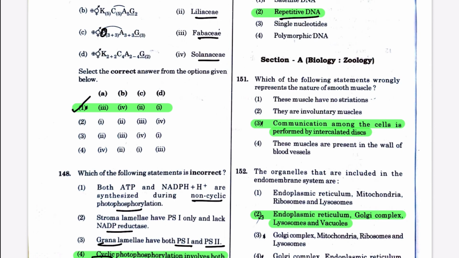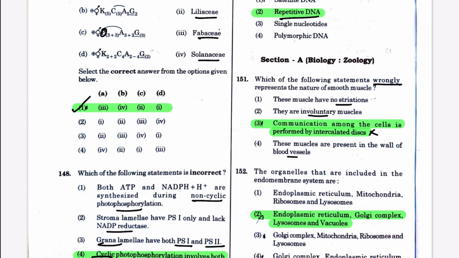Okay. So 151, which of the following statements is wrongly representing the nature of smooth muscles? We know smooth muscles will not have any striations, that is right, and they are all involuntary muscles, which means we are not voluntarily doing that work, and communication between the cells is performed by intercalated disc. It is wrong. Okay, so this intercalated disc you can see in cardiac muscle, not in smooth muscle, right? So these muscles are present in the wall of blood vessels, it is right. So they are asking you which is wrongly given. So option 3.